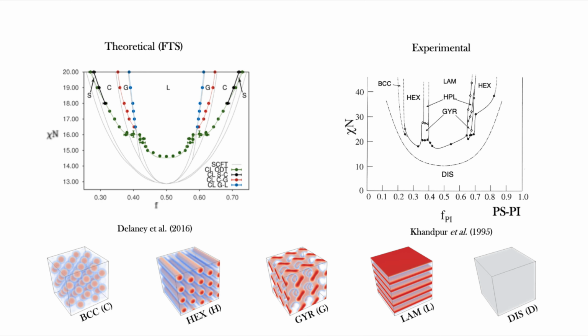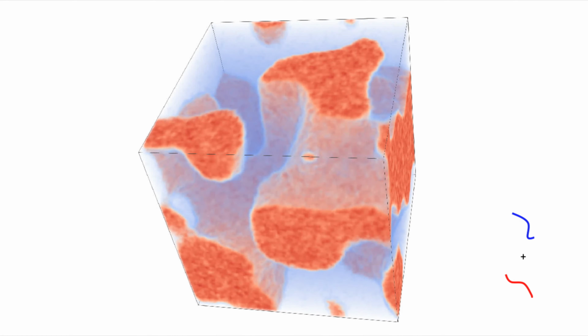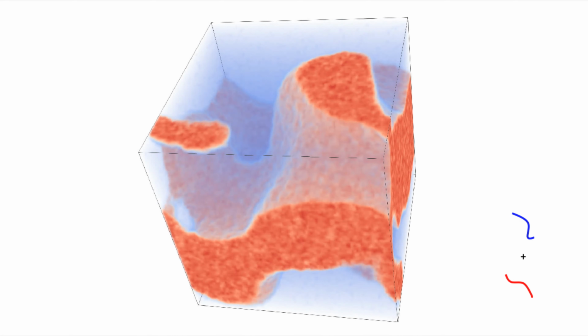If we use field-theoretic simulations to calculate the phase diagram, rather than self-consistent field theory, we get results that are much closer to what we see in experiments. I'll leave you with this mesmerizing simulation of a mixture of two polymers of different types.